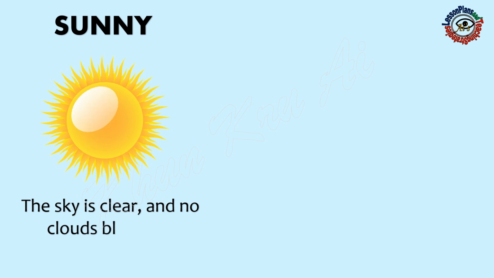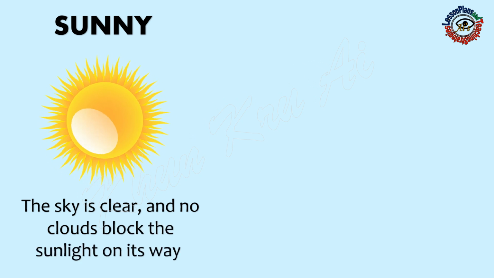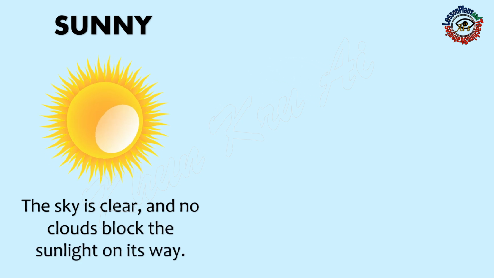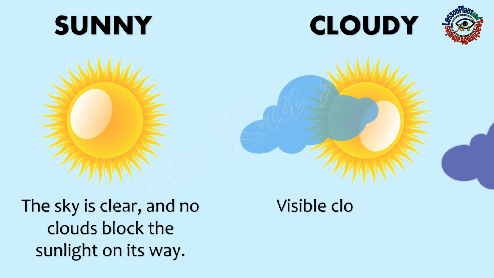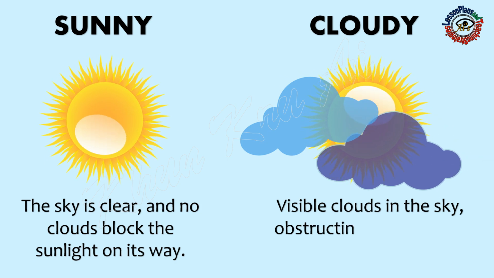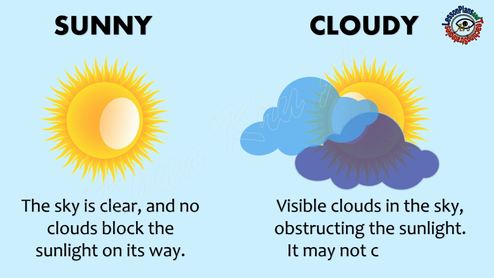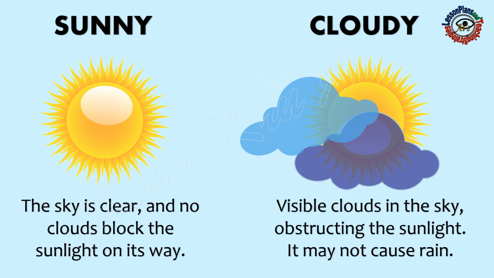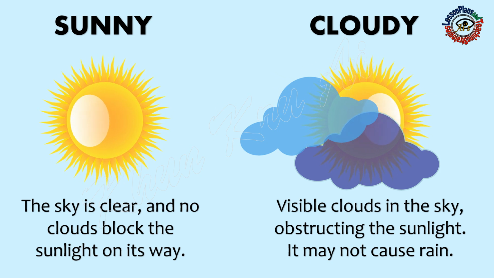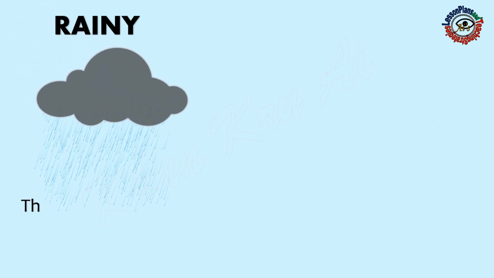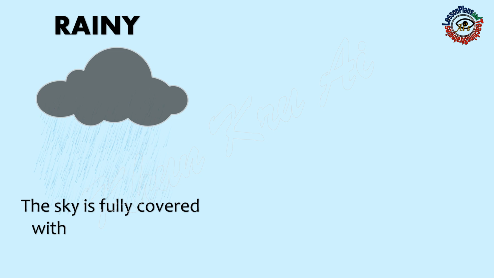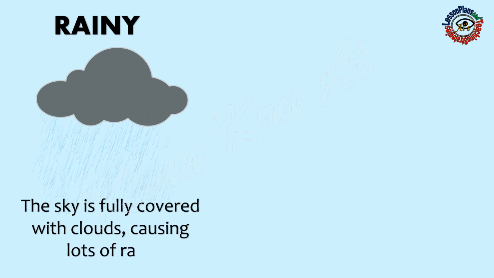Sunny. The sky is clear and no clouds block the sunlight on its way. Cloudy. Visible clouds in the sky obstruct the sunlight. It may not cause rain. Rainy. The sky is fully covered with clouds, causing lots of rain.